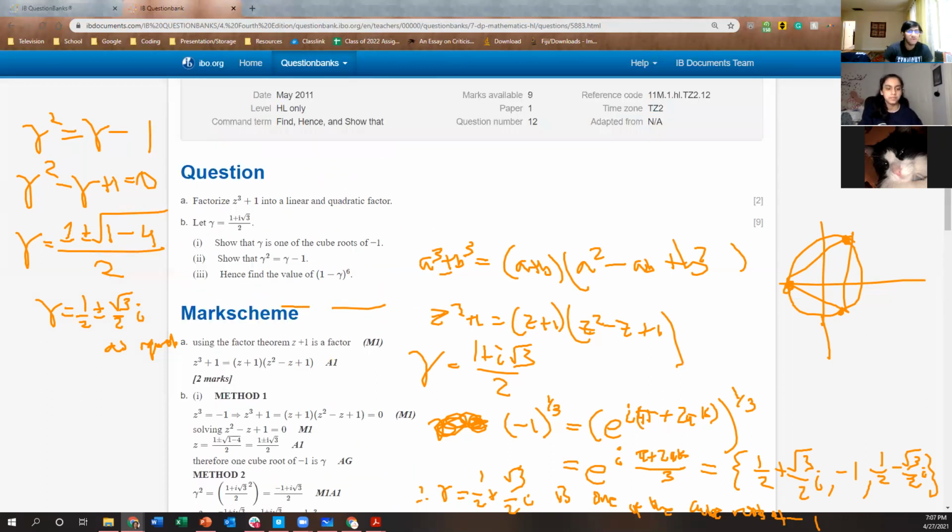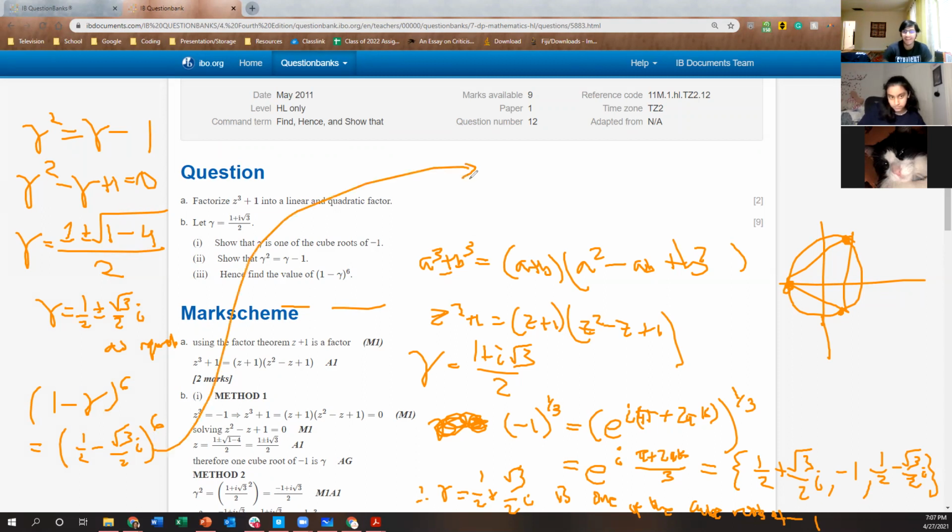And then find the value of 1 minus gamma to the 6th power. Okay, well, we know that gamma is 1/2 plus i root 3 over 2. So 1 minus 1/2 is 1/2, and then minus root 3 over 2 i to the 6th power. There's no way I'm going to do binomial on this, it would take forever, so I'm going to write this in modulus argument form.